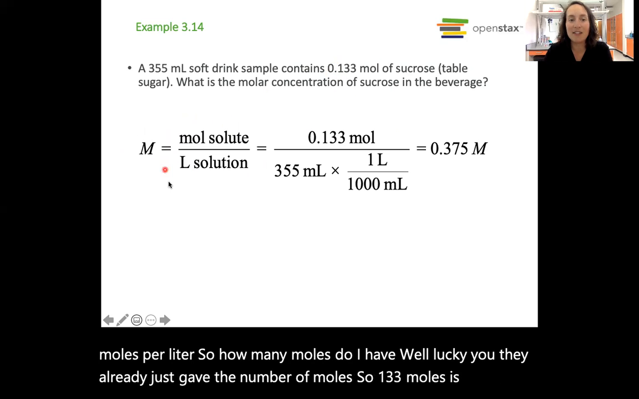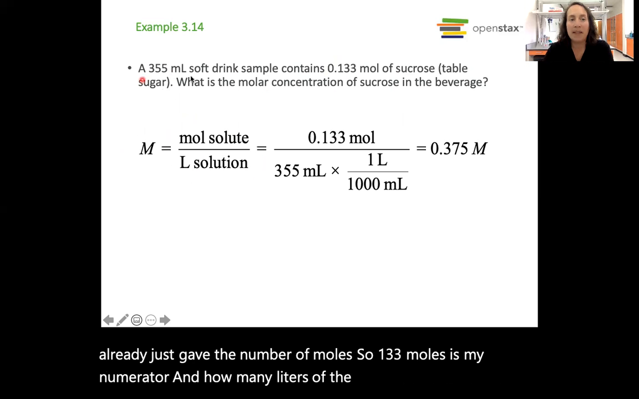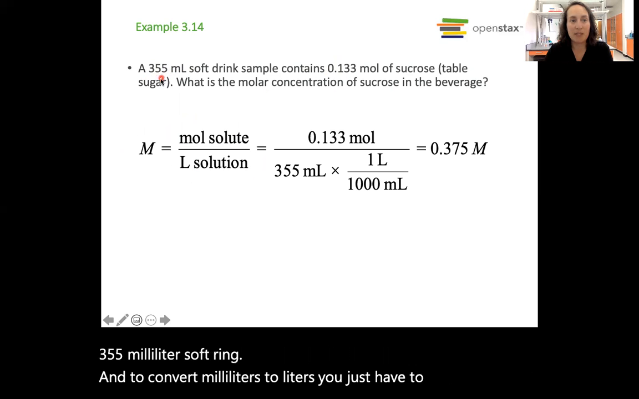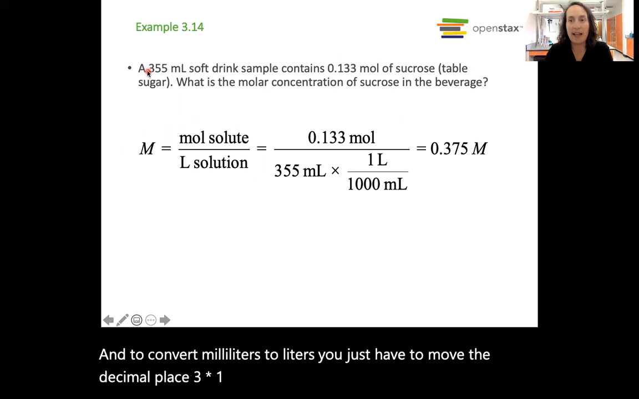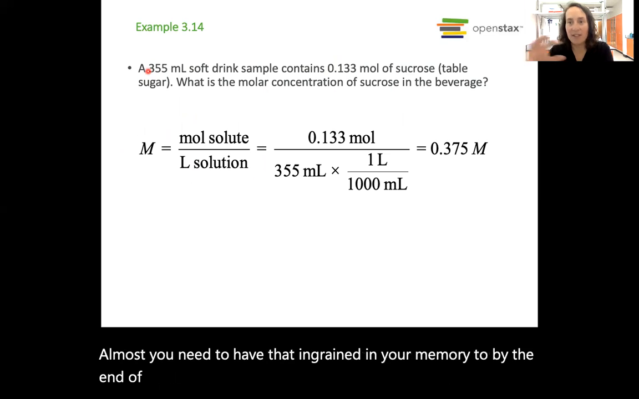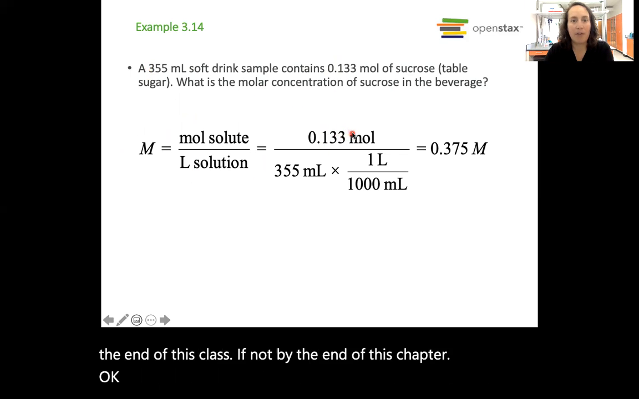And how many liters of the solution do I have? It's a 355 milliliter soft drink, and to convert milliliters to liters, you just move the decimal place 3 times to the left: 1, 2, 3. You need to have that ingrained in your memory by the end of this class, if not by the end of this chapter. So 0.133 divided by 0.355 liters gives me 0.375 molar.